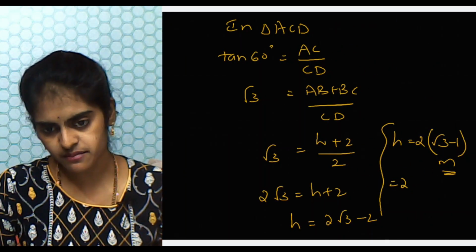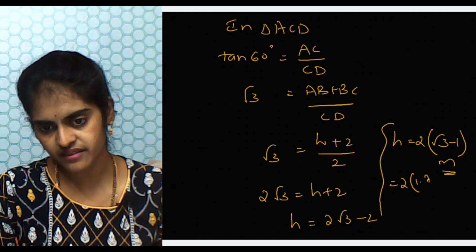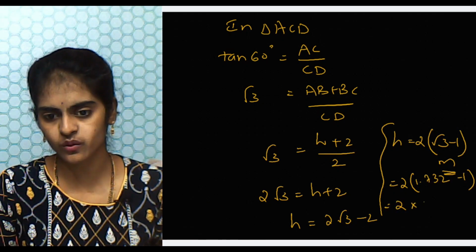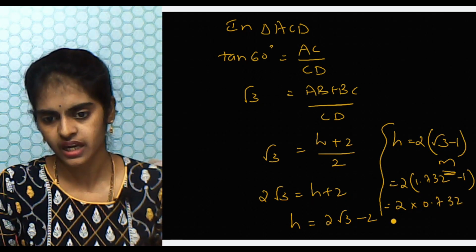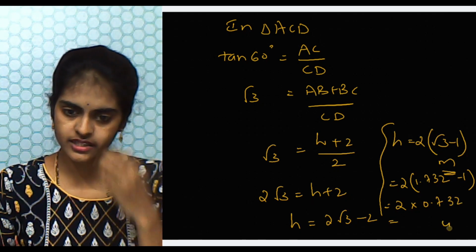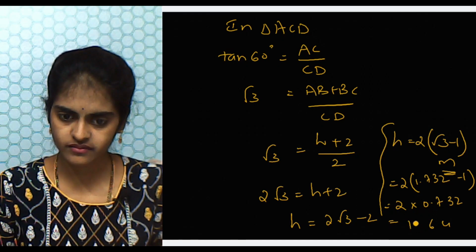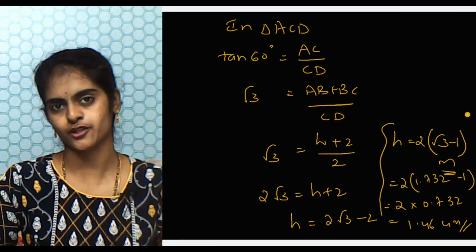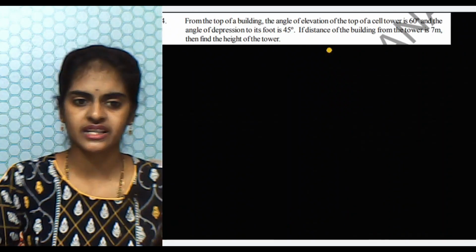If you substitute root 3 as 1.732 minus 1, this becomes 2 into 0.732. Multiplying it, 1.464 meters is the height of the statue. Okay, let us move on to the next one.